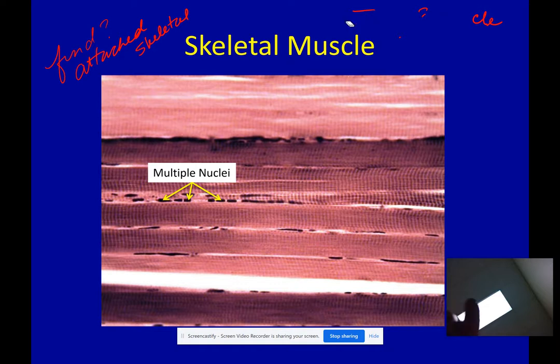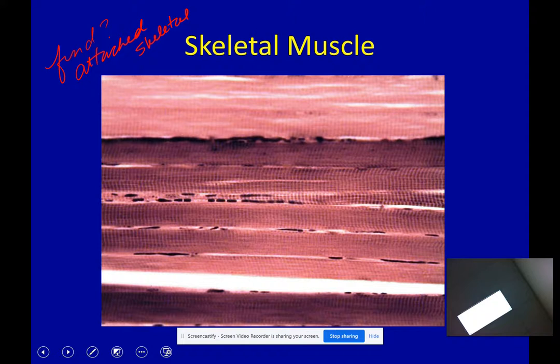So let's look at the things that you have to be able to identify on the slide. First thing to notice, look at the nuclei. They're all dashes. They all look like they're pushed to the side. That automatically means skeletal muscle. Look at the cells. They're these long strips or fibers. Okay?